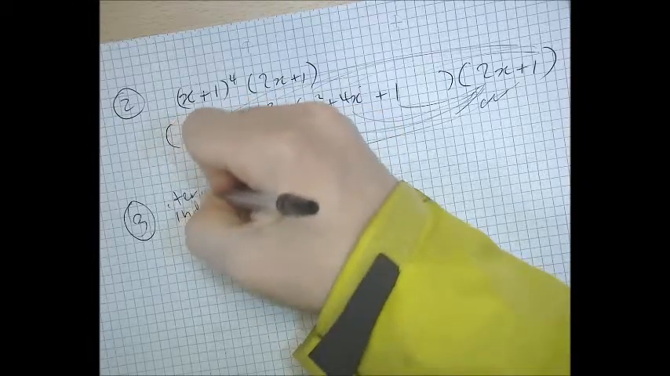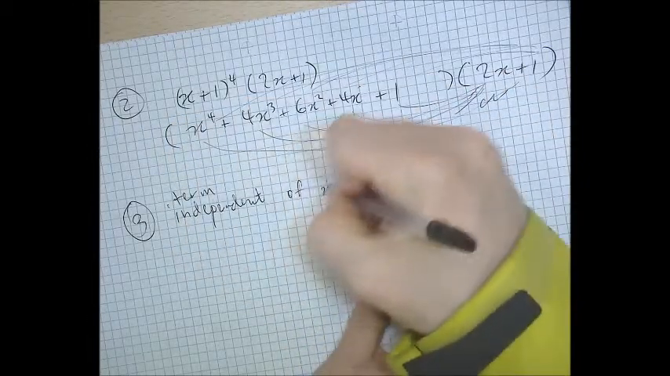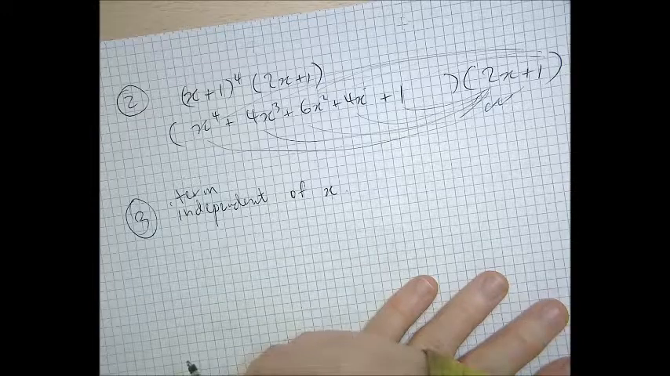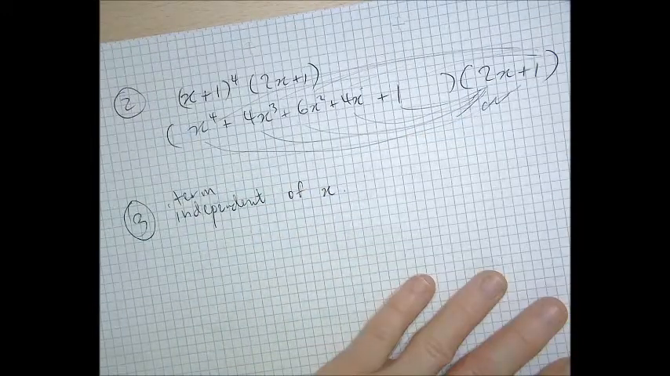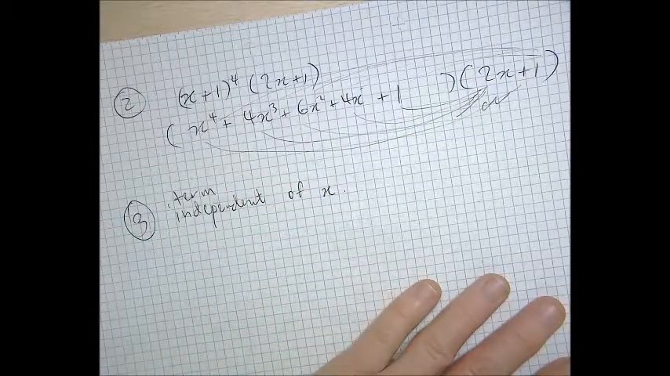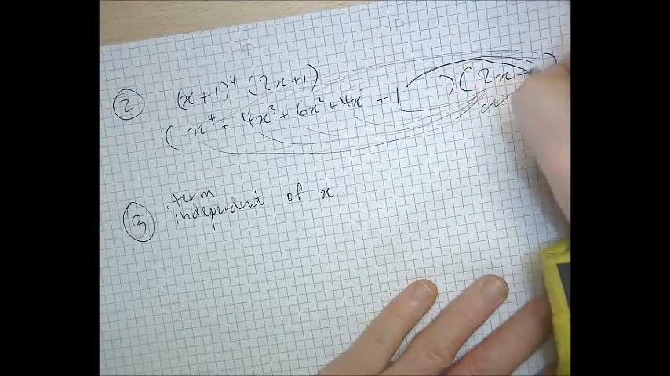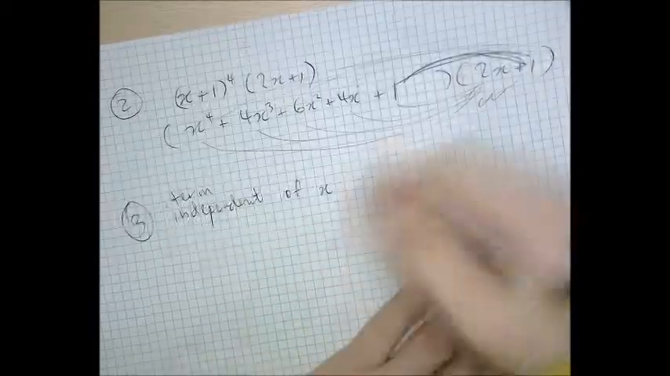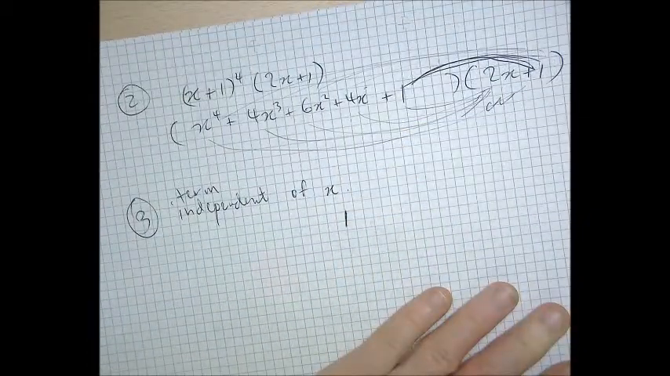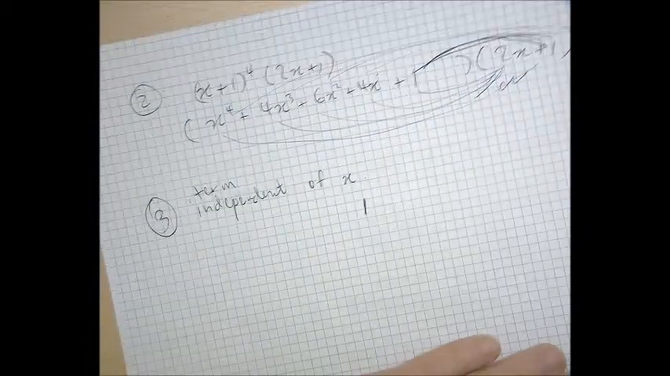Often they ask for the term independent of x. That just means the term that doesn't have any algebra in it. So I'm pretty sure that in this great big tentacle situation here, the term that would be independent of x would just be from a single source, namely that times that, so that would be 1. So you need to know what that expression means.